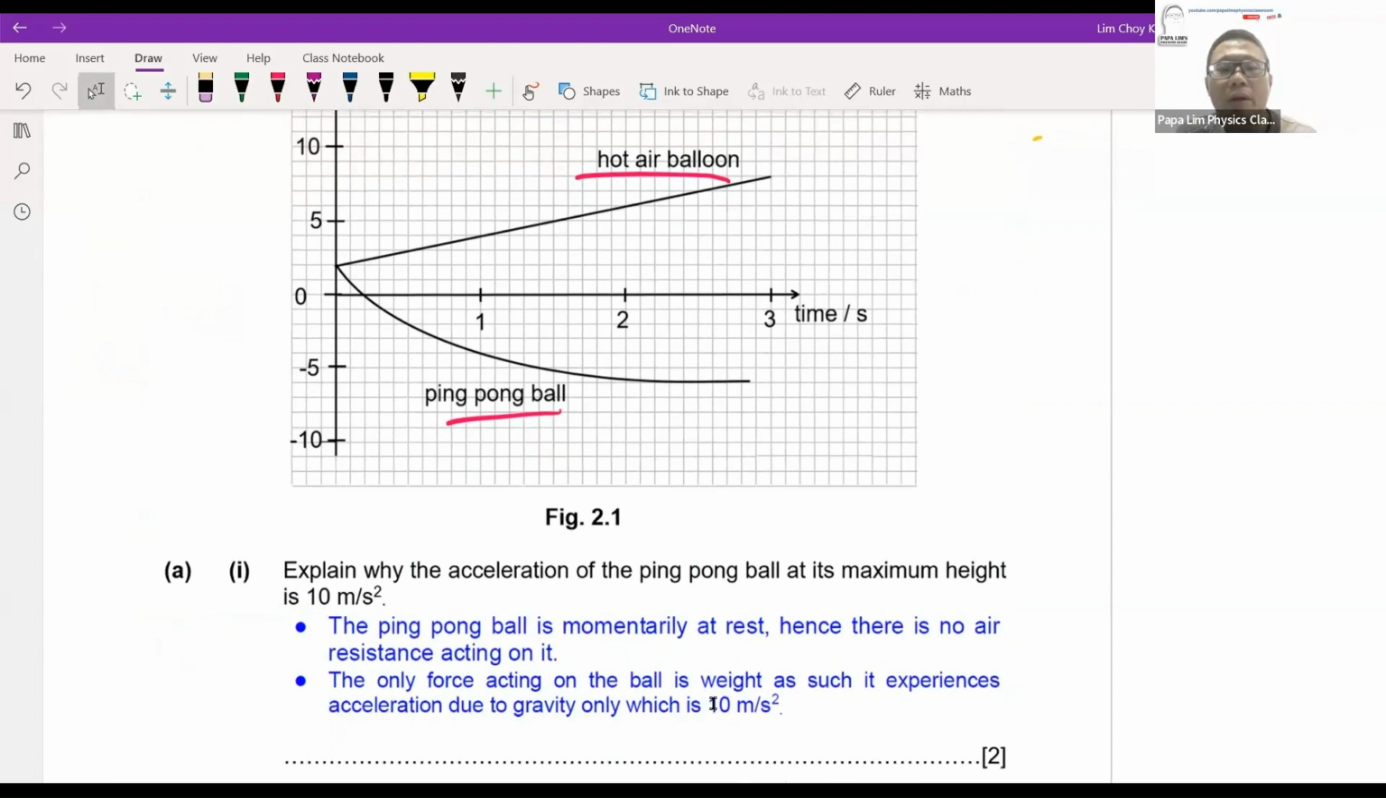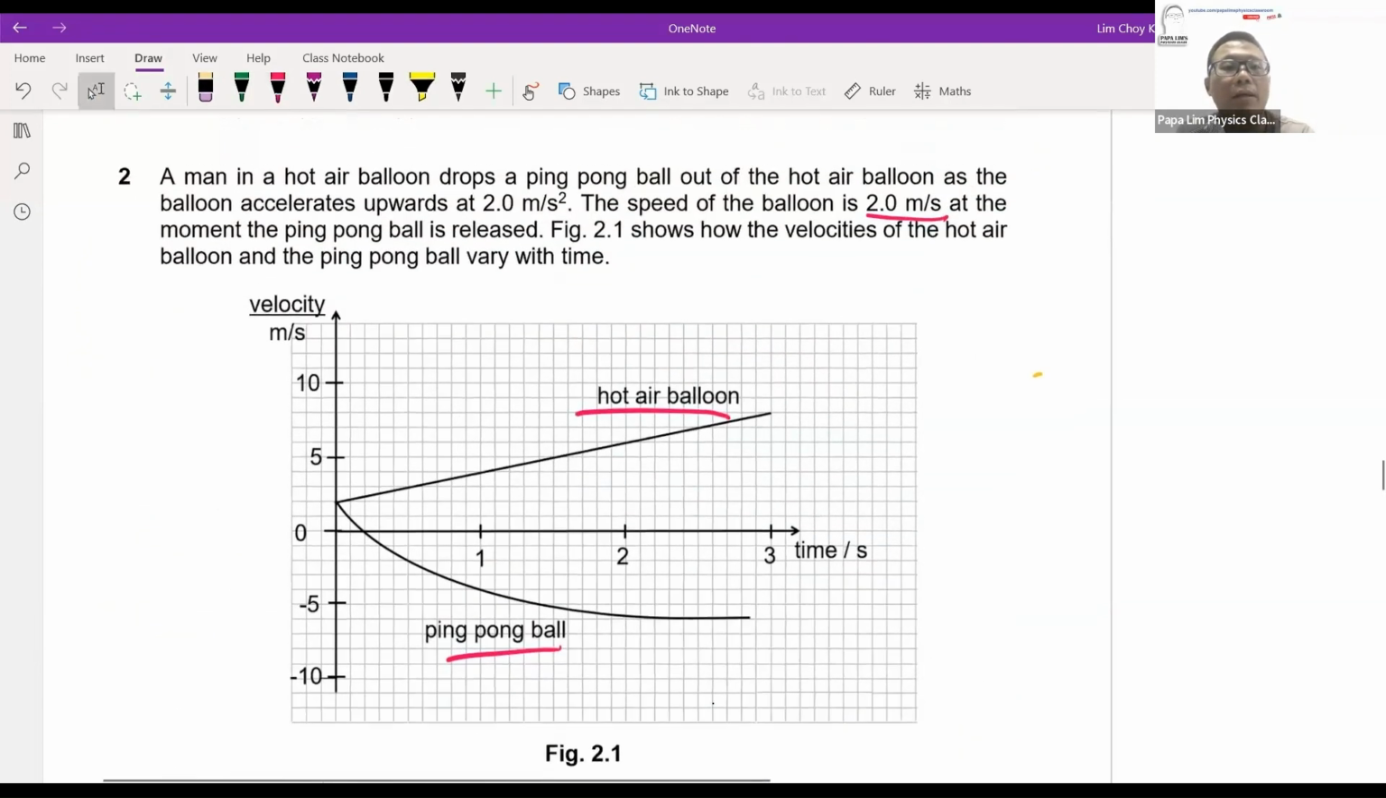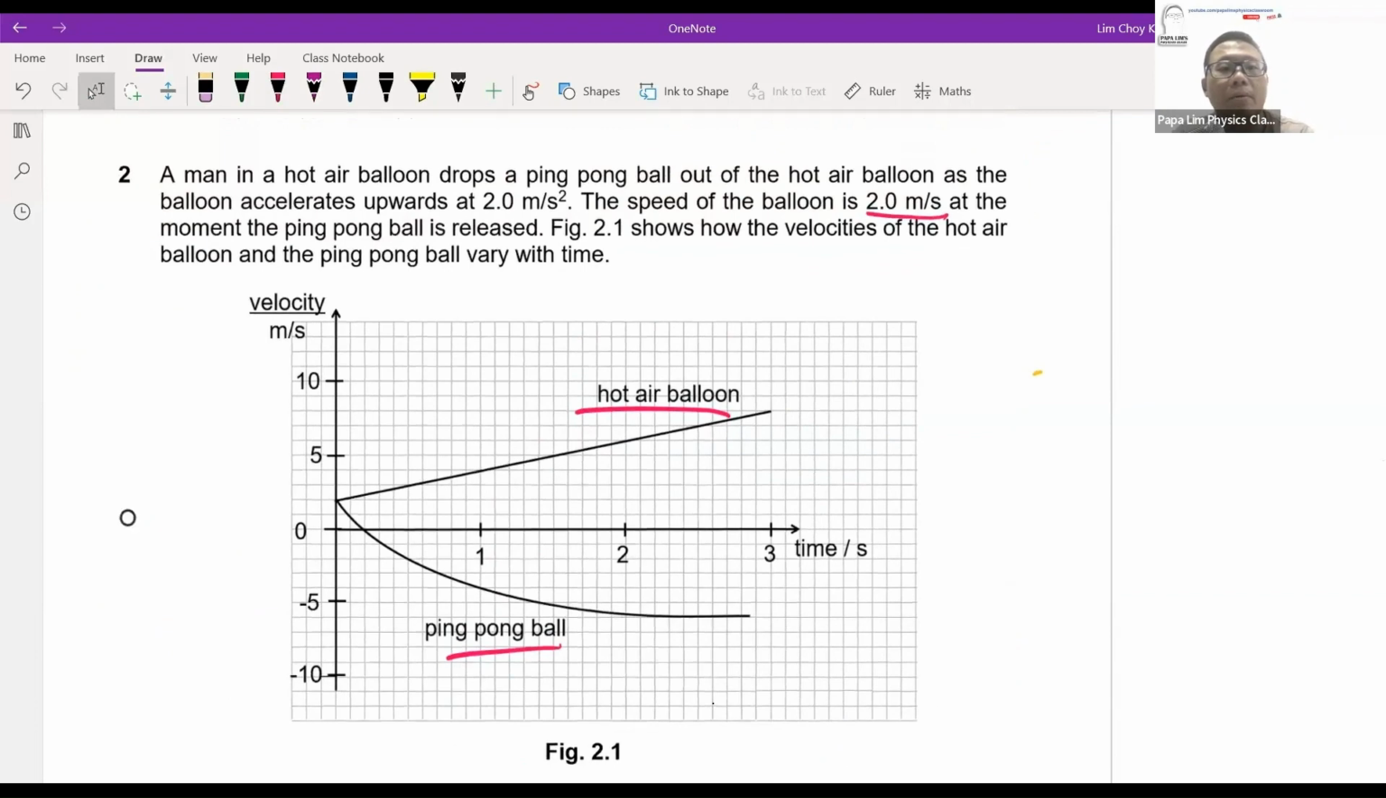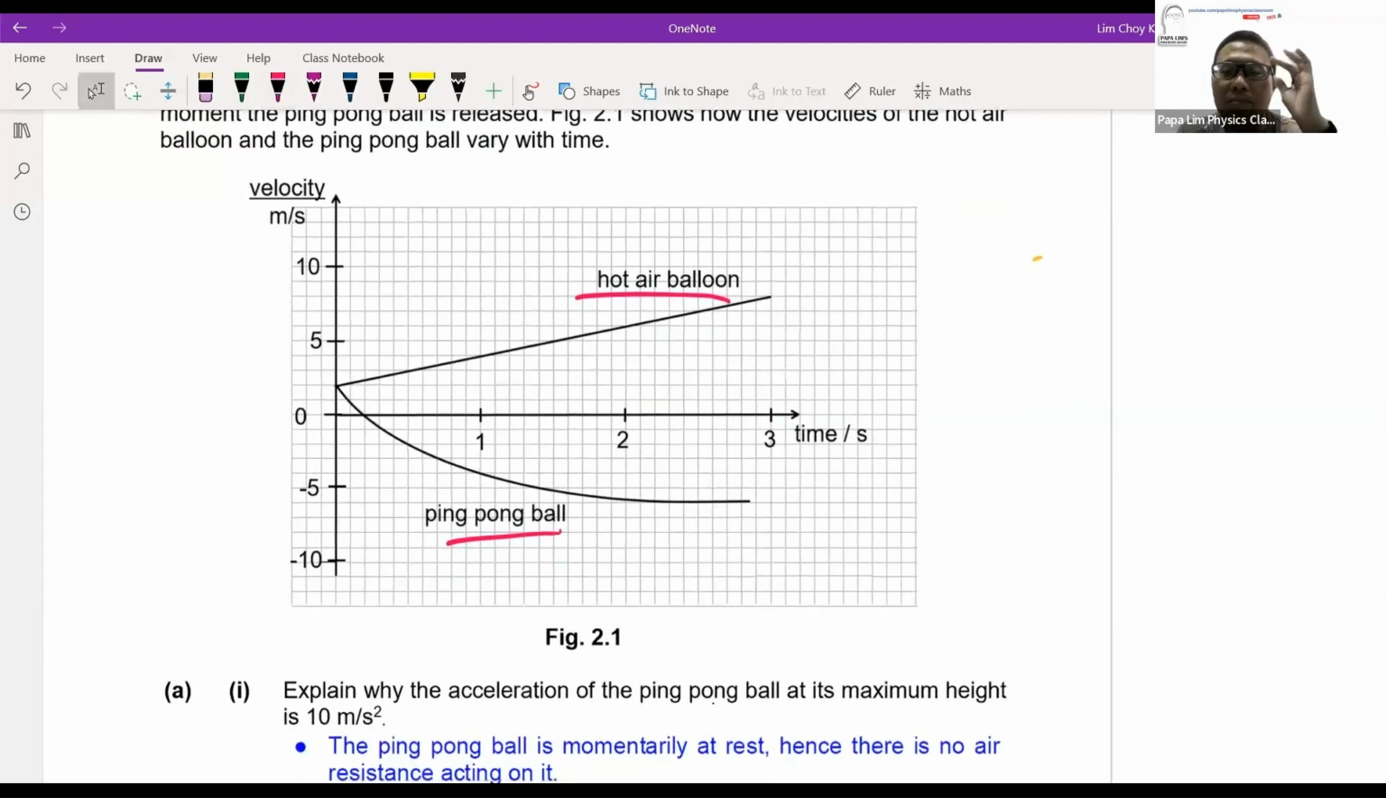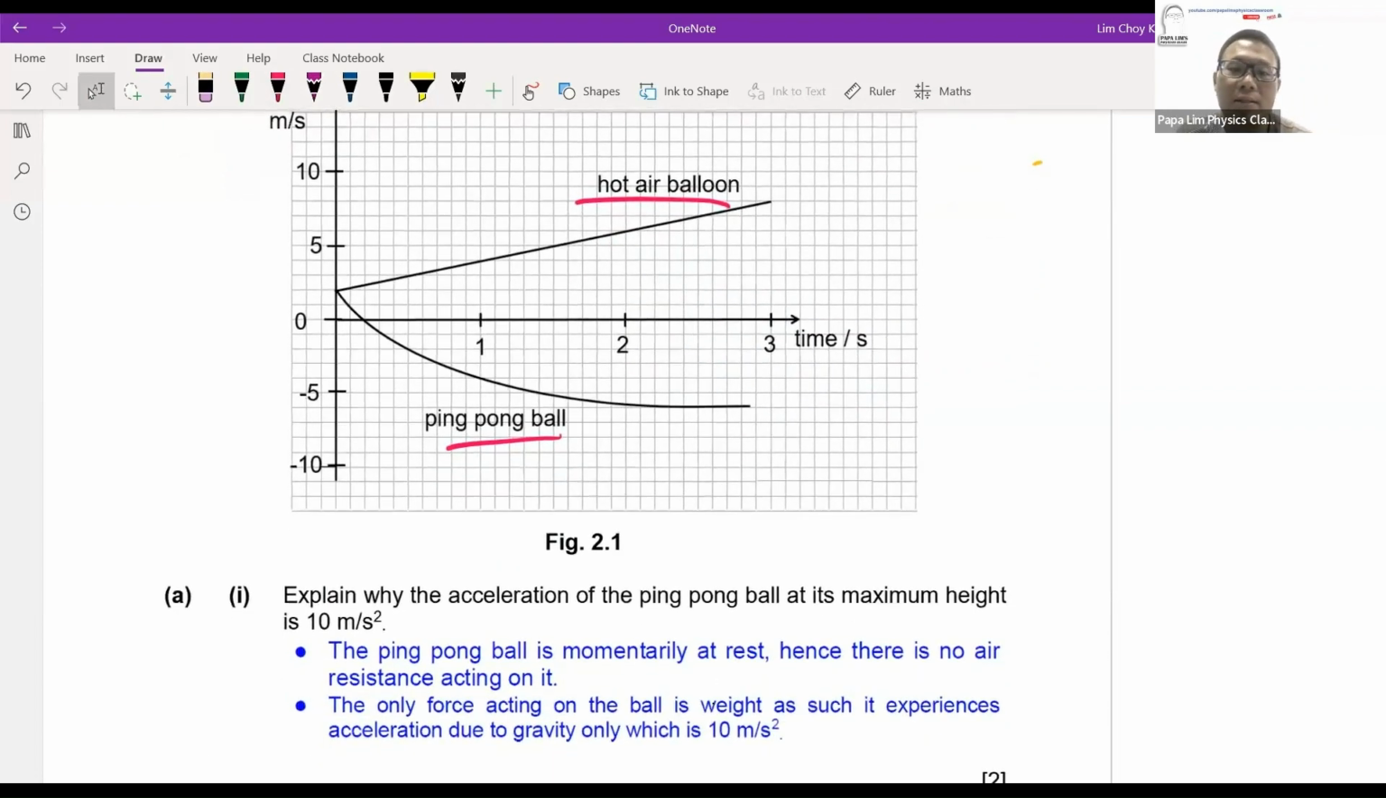Definitely. Because when the ping pong ball is dropped at the beginning, the speed of the ping pong ball is negligible in this sense, because it's not moving at all. The moment I drop it, that particular instance is momentarily at rest, and because the speed is negligible, you'll find that the air resistance is negligible.